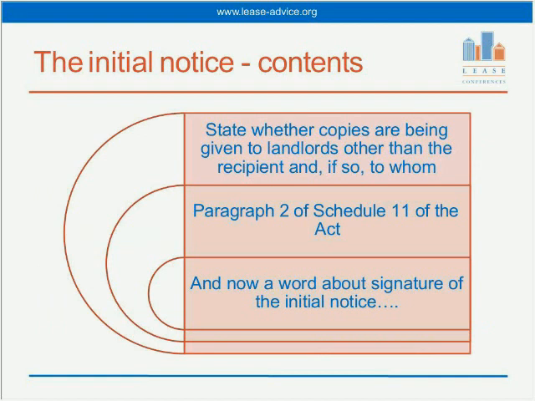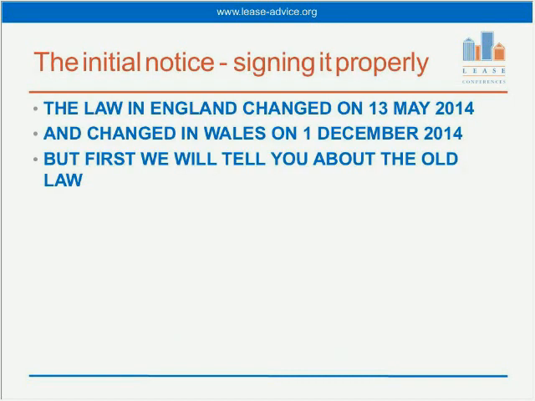If there are other landlords, like intermediate landlords, the initial notice being served on the competent landlord, then the initial notice should say that copies are being given to those other landlords stating who they are. And now, as we reach the end, I'm going to say a little bit about the signature of the initial notice, as I said a little bit earlier.